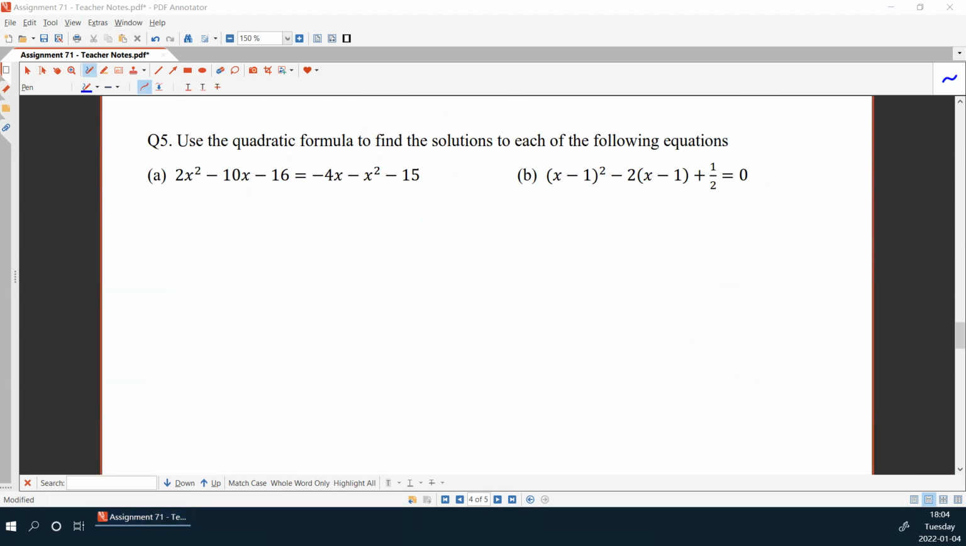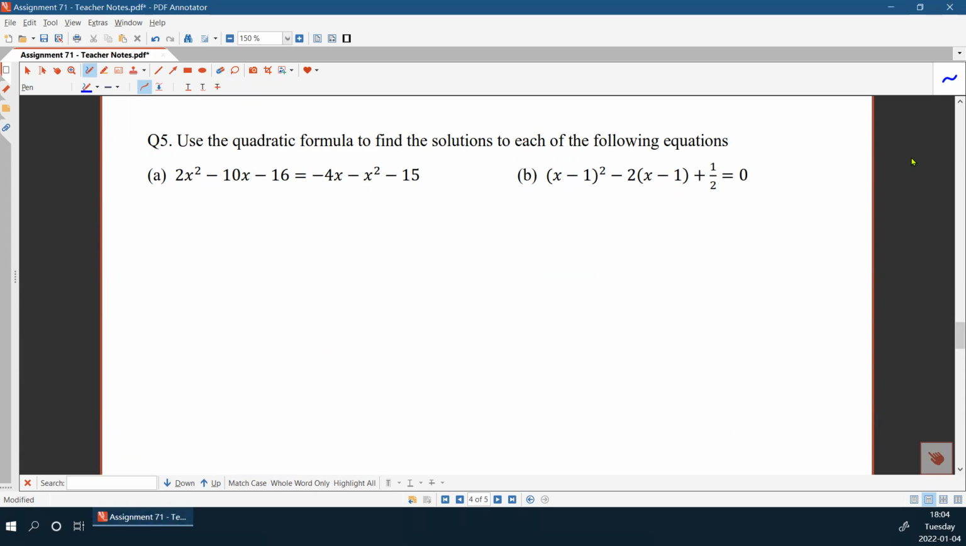Question 5. All right, this time we'll use the quadratic formula to find the solutions to each of the following equations. First equation: first of all, we need to convert it to standard form, right? Standard form means ax squared plus bx plus c equals 0, where a is not 0. This is the standard form of a quadratic equation, right?